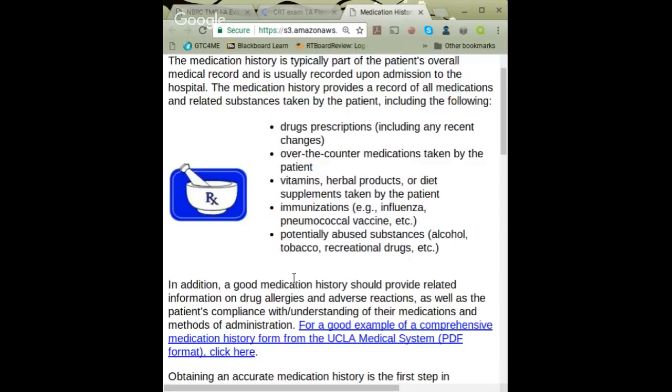Okay, in addition, a good medication history should provide related information on drug allergies and adverse reactions, as well as the patient's compliance with or understanding of the medications and methods of administration.